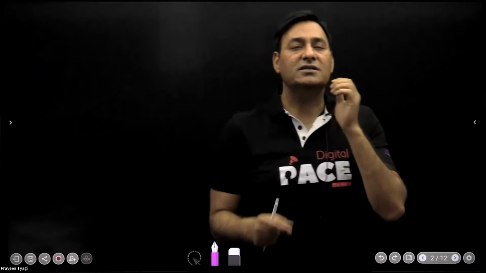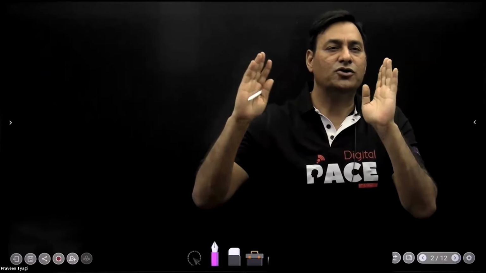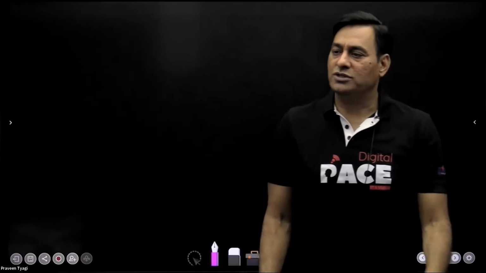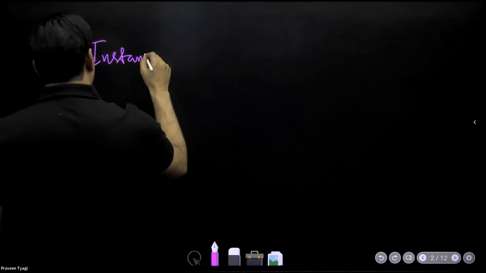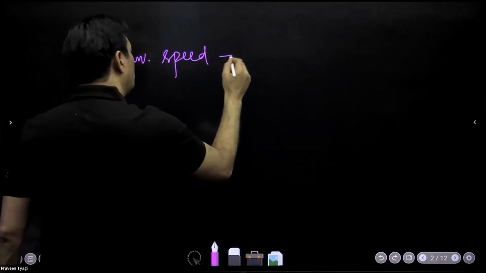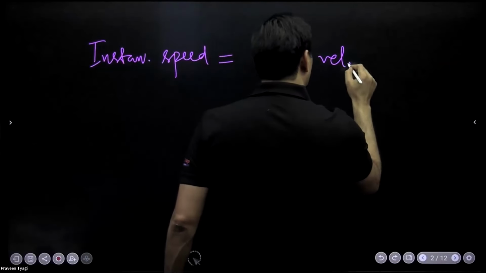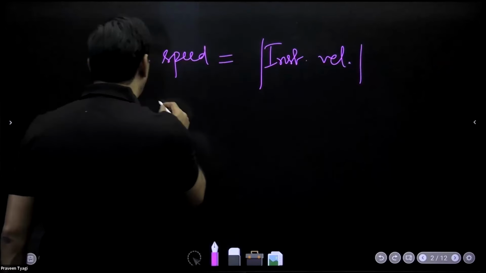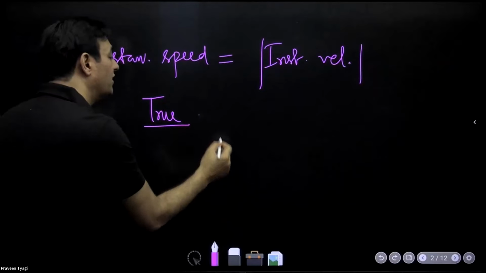Can anyone tell me, instantaneous speed and instantaneous velocity, will their magnitudes always be equal? Yes or no? Those who say yes, give me a thumbs up. Please understand what I'm saying. Instantaneous speed will always be equal to instantaneous velocity magnitude. Is it true or false? If it is true, give me a thumbs up.